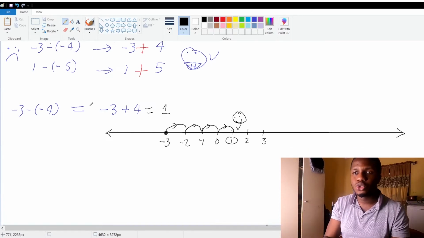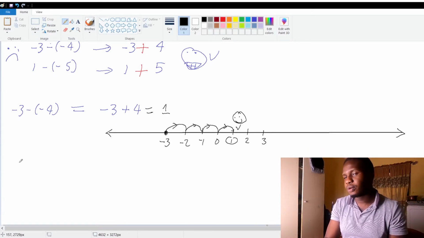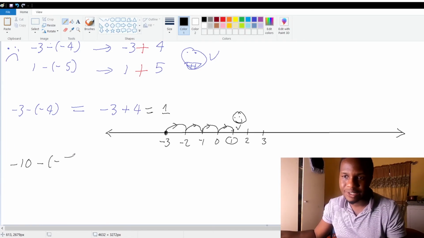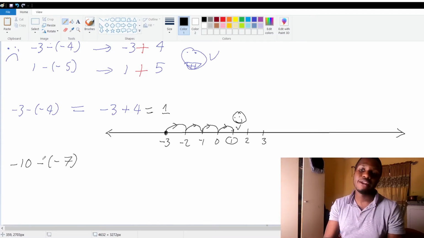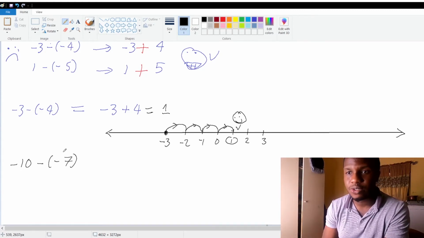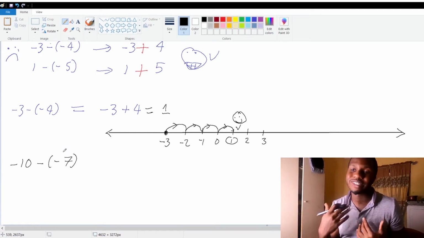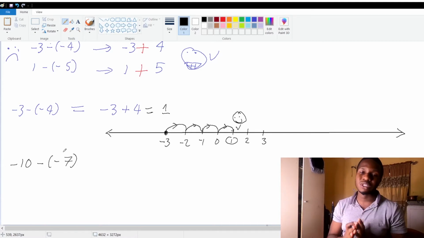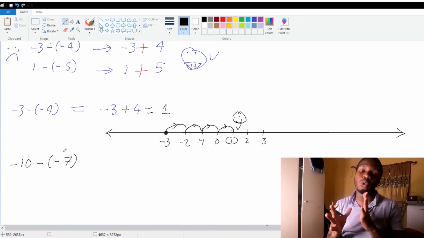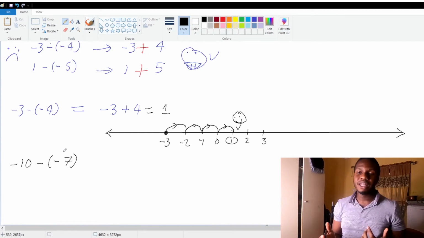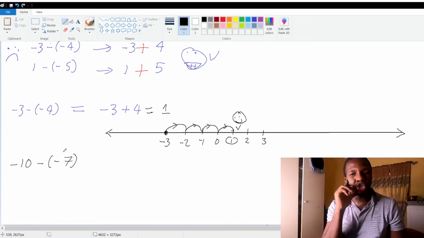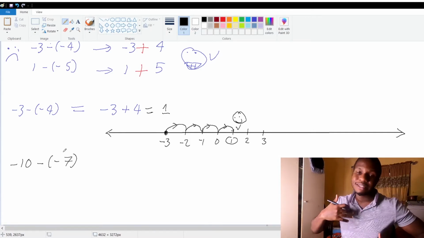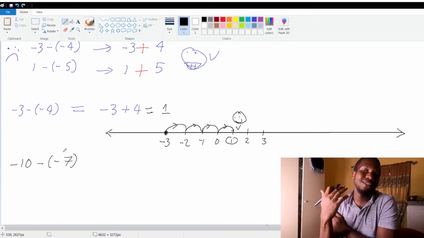Okay, so let's do another example on the number line. If I were to give you -10 minus -7, how would we do this? Again, you see a minus, and you see a minus, and then you get scared, but it's not scary, okay? The thing with math is that whenever problems look difficult, there's usually a trick to make it look simpler. That's how I approach math. Whenever I'm given something that looks a bit scary, I try to simplify it using the techniques that I know.